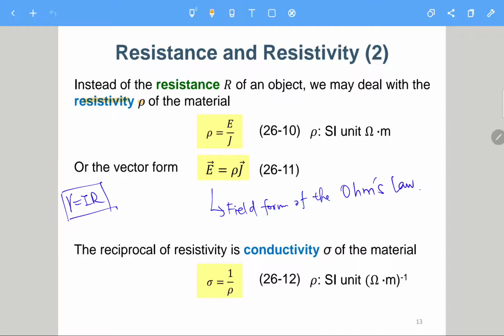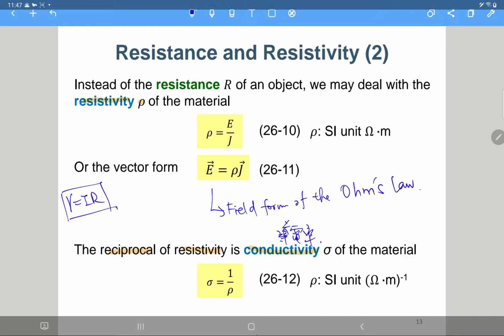And there is a reciprocal of the resistivity called the conductivity. In Chinese, it's called Dao Dian Lu. Of the material, so it is just the reciprocal of the resistivity.